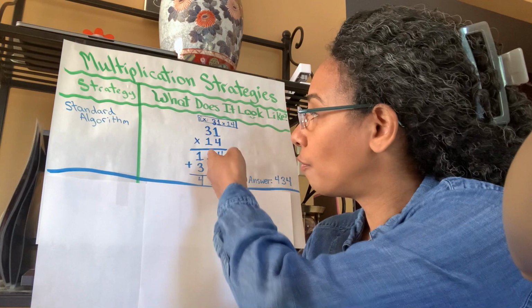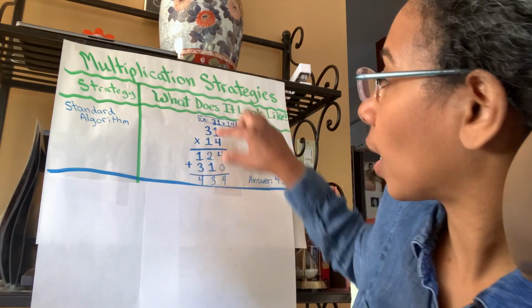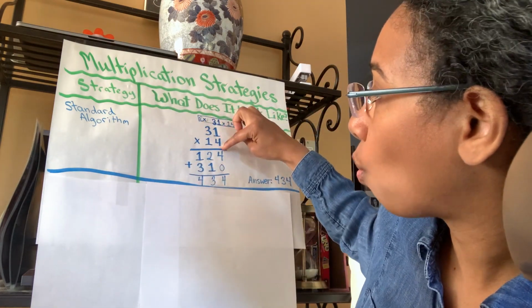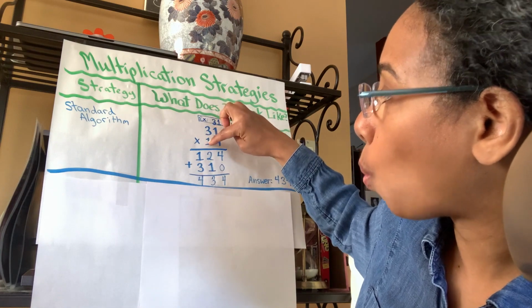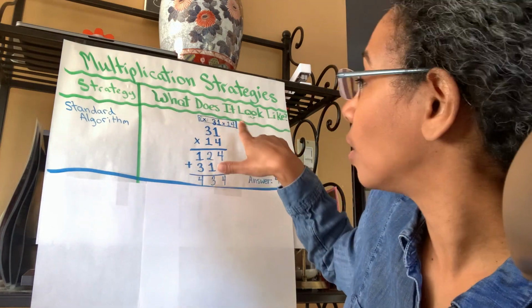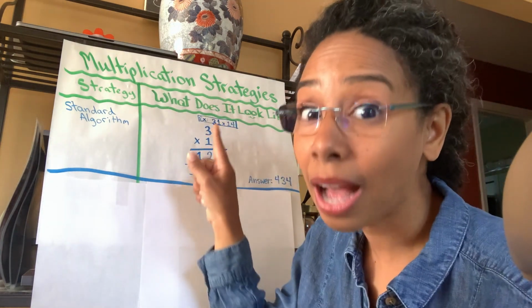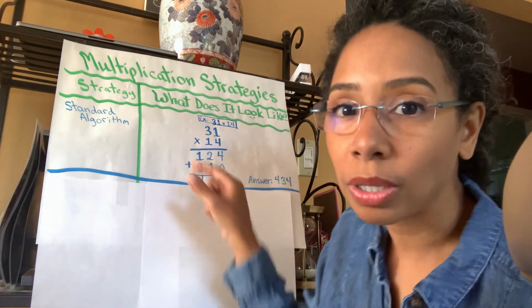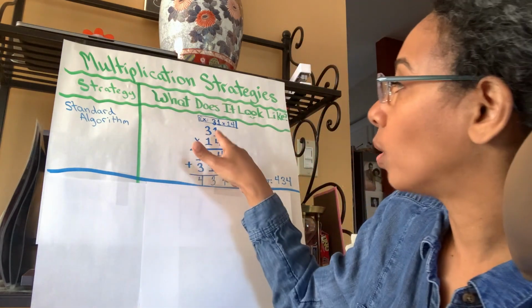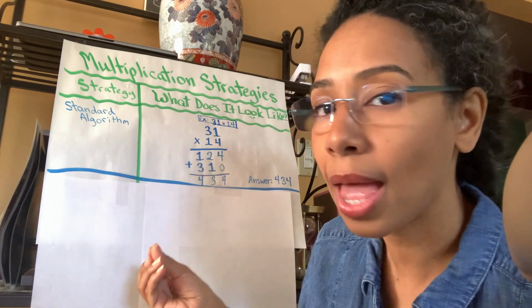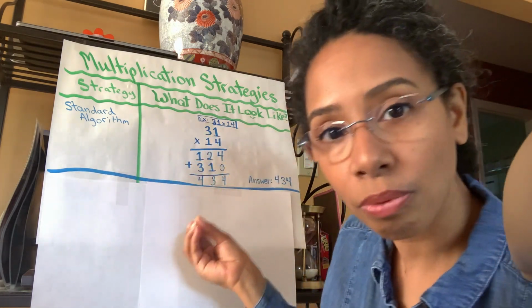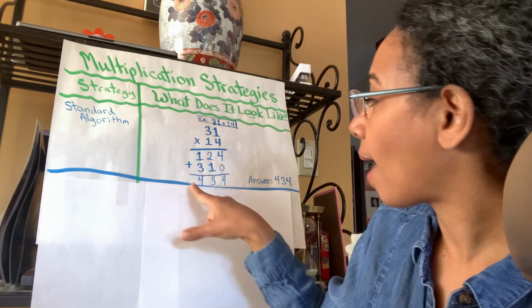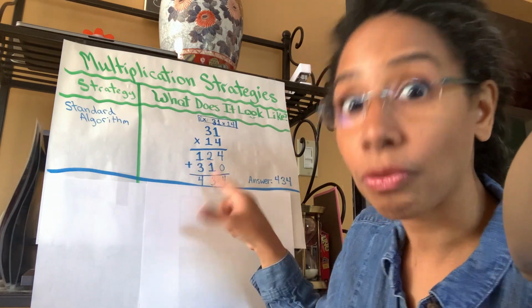The sum of the two sections, right? 31 times 4, and then 31 times not 1, because this 1 is in the tens column, so we know that this 1 was really a 10. So it's 31 times 4, and then it's 31 times 10. We would take those two separate products, add them up, and then we would get our final product.